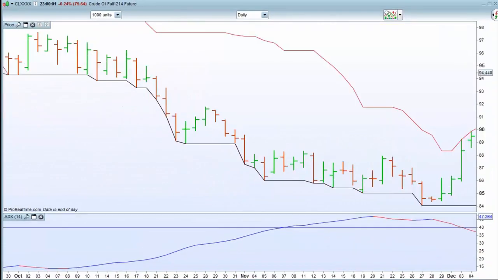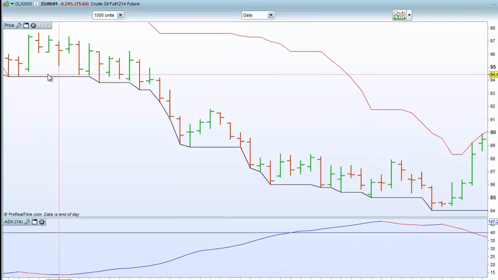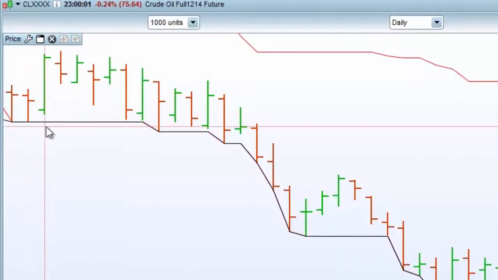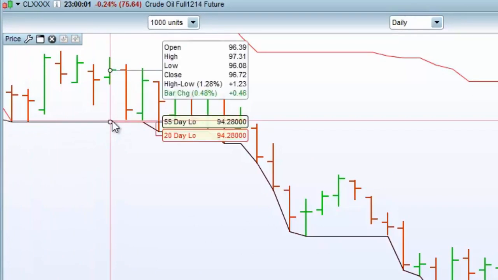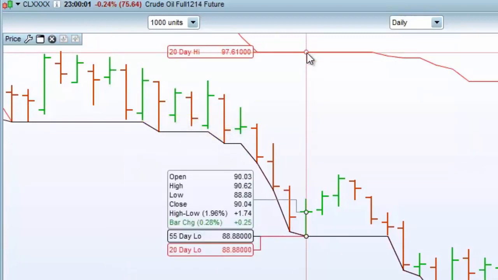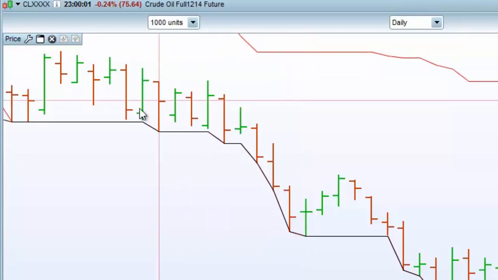For our next example, we're going to look at the crude oil market. We see we have a sideways setup. We have more than 5 days with a horizontal black 55-day low line, which you can see to the right of the cursor. You can see the 55-day low and the 20-day low overlap. You can see the 20-day high up here, and the 55-day is further up.